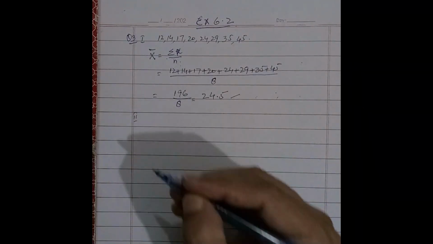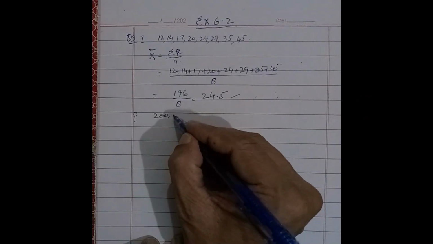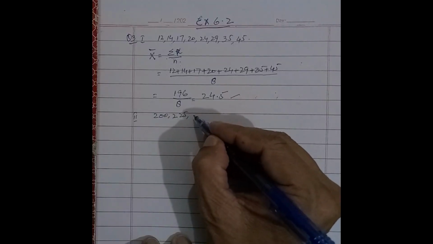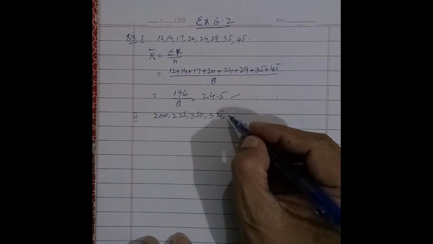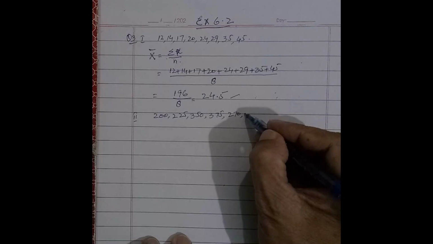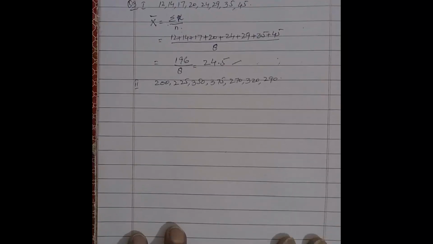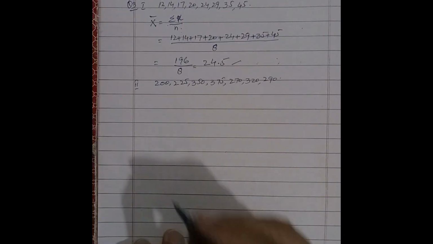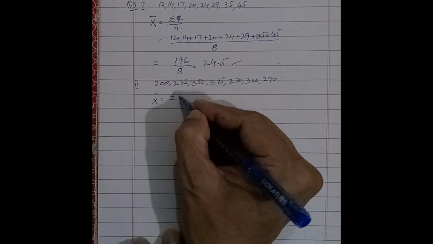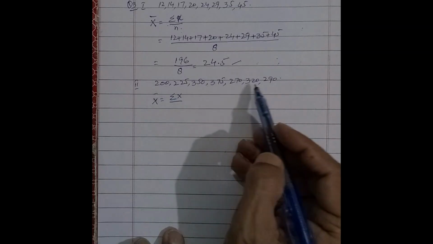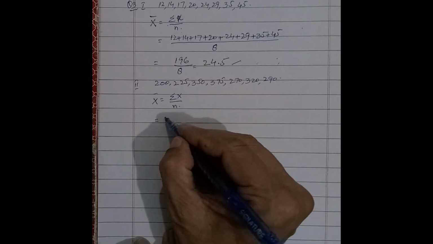And part 2 is in which the values are 200, 225, 350, 375, 270, 320, 290. When we find the arithmetic mean, x bar is equal to summation x, the sum of the values of the data, divided by n, the number of values.